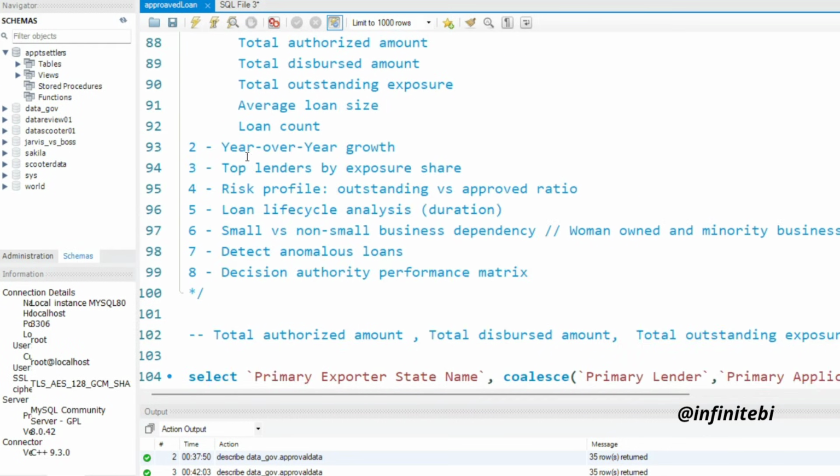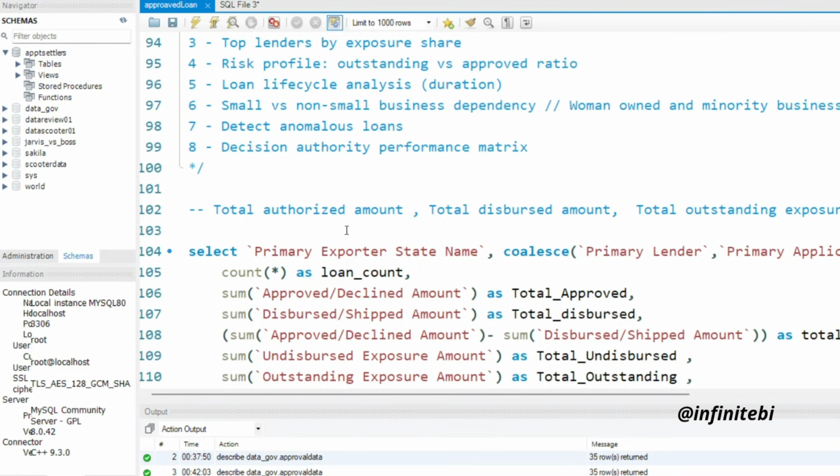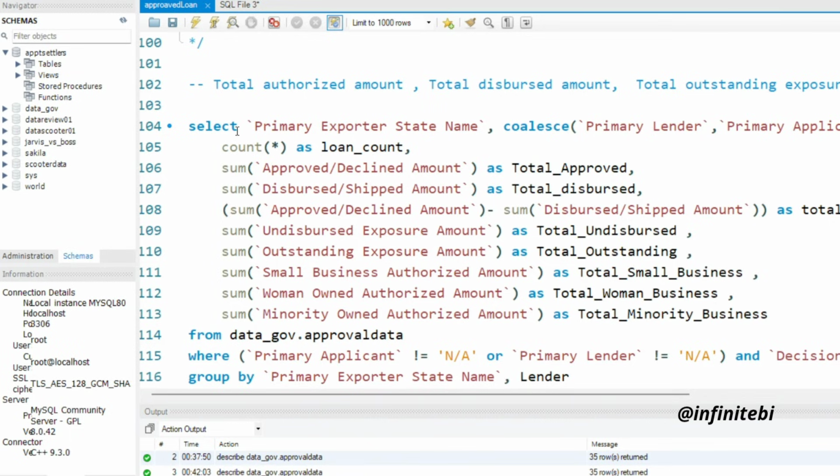So the first one is metrics. Calculate a couple of metrics: authorized amount, disbursed amount, outstanding, average loan size, those things, right? I did all of them in one query. So I got the primary exporter state name. I got the lender. I use COALESCE to give me the primary lender, and if the primary lender is null, to give me the primary applicant as lender.